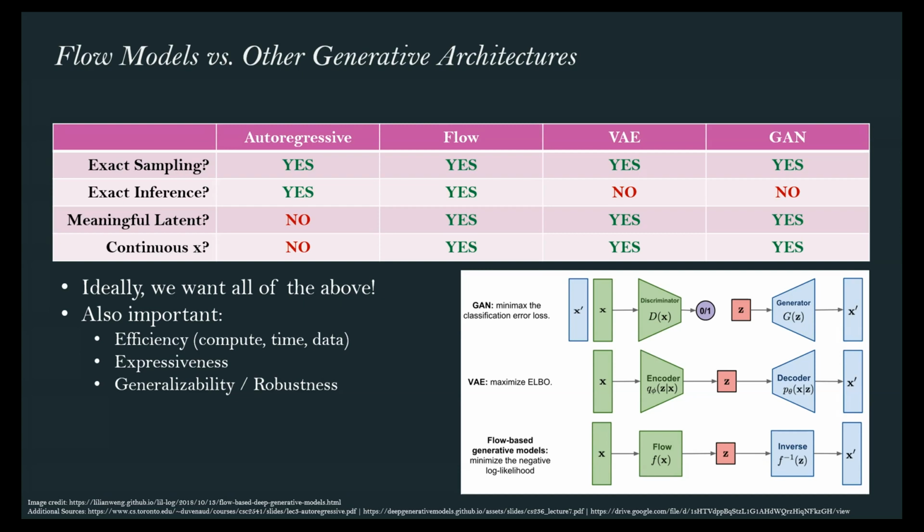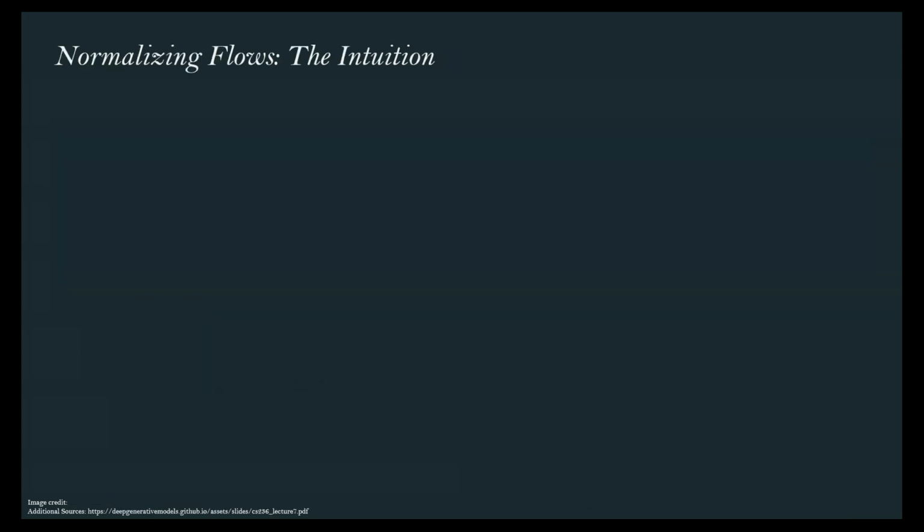We want the representations to be robust, and the more robust they are, the more generalizable this thing's going to be, and the less likely it is to just go sideways in deployment. So, all right. That said, let's jump into the intuition behind normalizing flows.